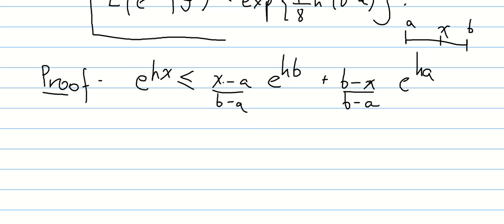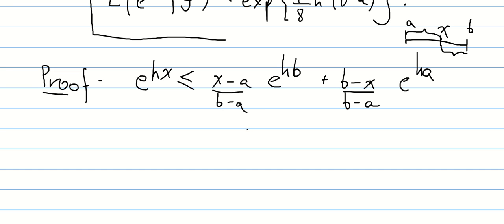Also, if you look at this value here, this is multiplying this distance here normalized by b minus a, and this is this distance here normalized by b minus a. So these are the two combinations that give x indeed.